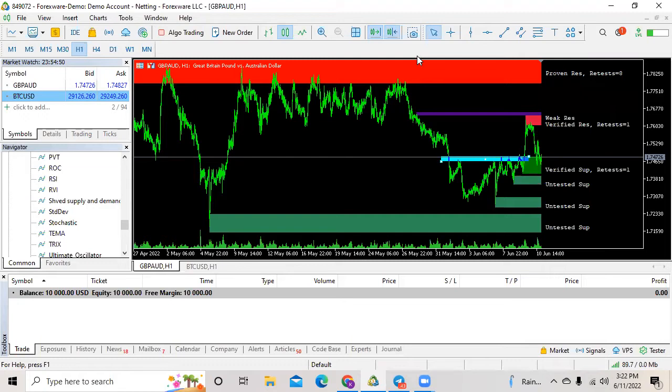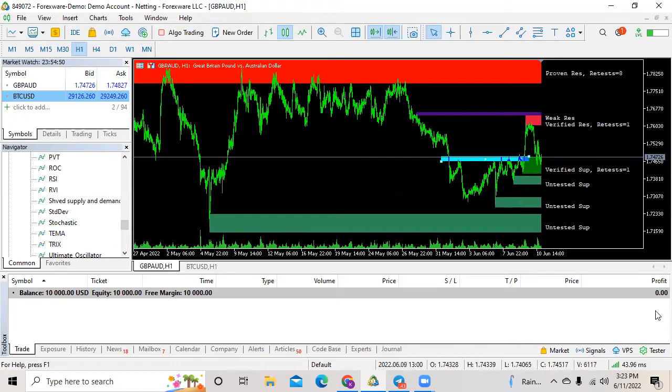So that's why we wait for the break and then we get in off the retest. If price were to come down to here, which is an untested support, we're most likely going to see a reverse right here, but we're just not automatically going to take the reverse. We're going to wait for our candlestick confirmation. We're going to wait for a rejection off this level or this level or this level. And then we're going to wait for an engulfing or a pin bar as a confirmation.